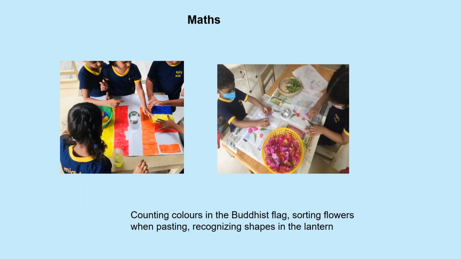So when we talk about maths, counting colors in the Buddhist flag, then sorting flowers when pasting, and also they were able to recognize shapes in the lantern. They also built a lantern with the Mihintale rock, so they were able to identify the shapes and also count the number of colors and flowers.